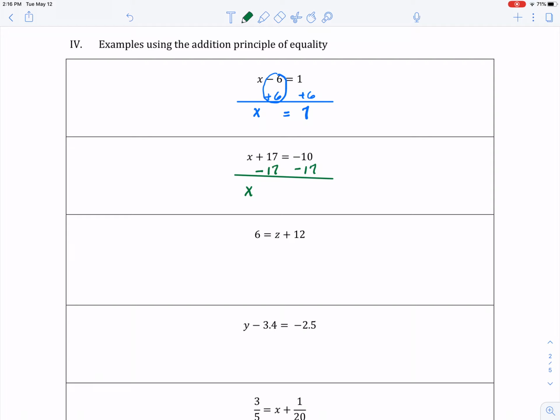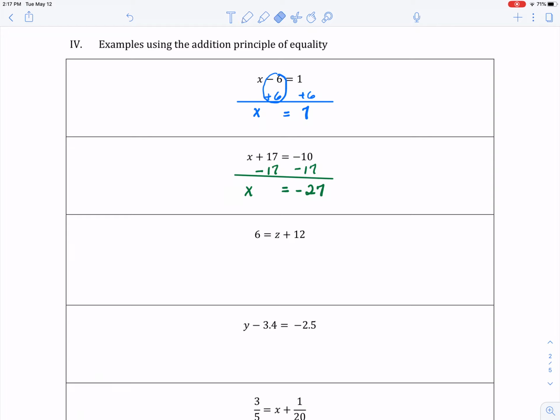When I add down the x column, I bring down the x. You'll see the positive and negative 17 cancel out or add up to 0. And on the right-hand side, I have the answer, negative 21. So again, I have fulfilled the requirement that this is a positive 1 in front of the x.